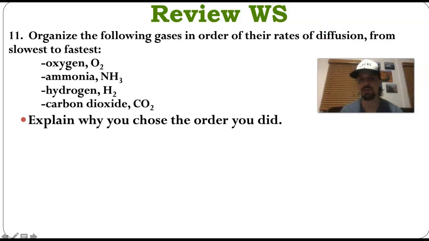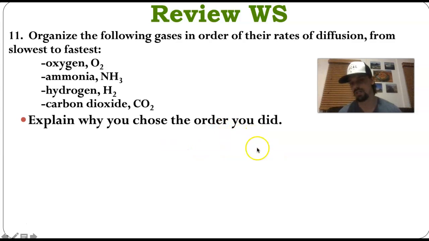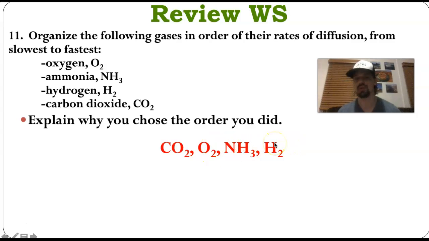So what I would do is I would go through and calculate the molar mass of all of these gases. Whoever's the heaviest is going to be listed first. Whoever's the lightest is going to be listed last. Okay? And it ends up being here. Carbon dioxide, I think, has a molar mass of around 44. Oxygen's around 32. Ammonia is around 17. And hydrogen is around 2. Okay, grams per mole. So explain why you chose the order. Heaviest move slowest. Lightest particles move fastest.